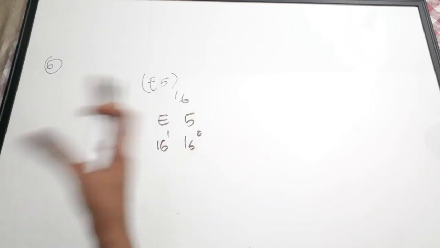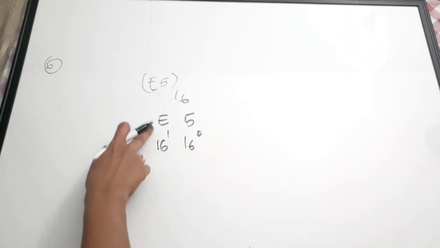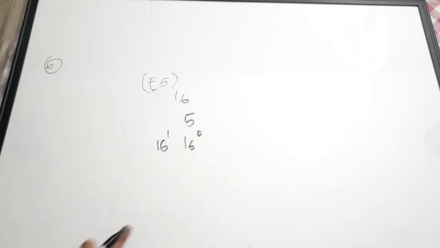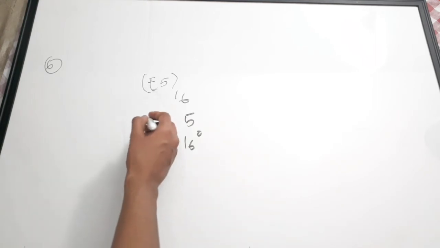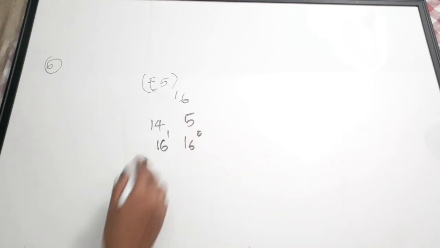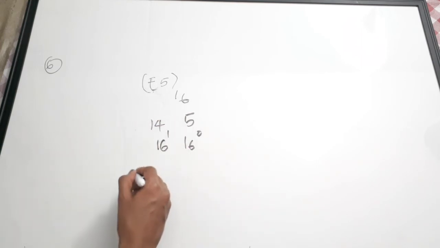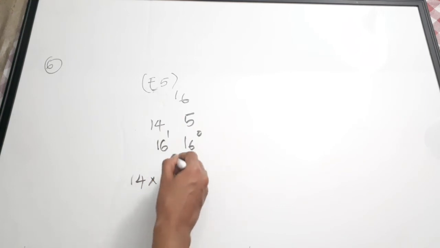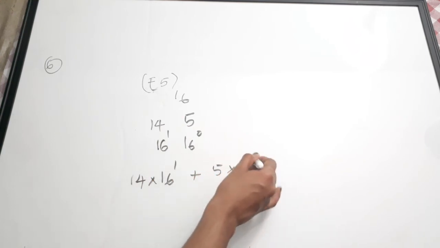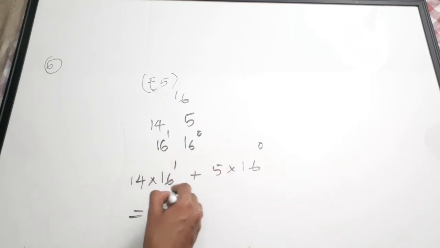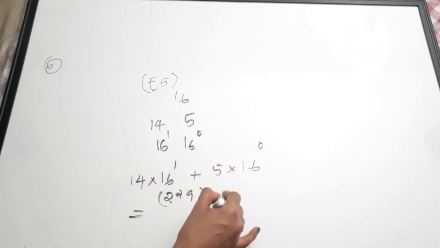So E, we cannot multiply with the 16. So we are going to write the corresponding number. E means 14, right? So in order to find the decimal representation, we are going to multiply these numbers. 14 into 16 raised to 1 plus 5 into 16 raised to 0. Okay, so if you sum it up, you will be getting 229 to the base of 10. So this is how you convert a number from hexadecimal to decimal.